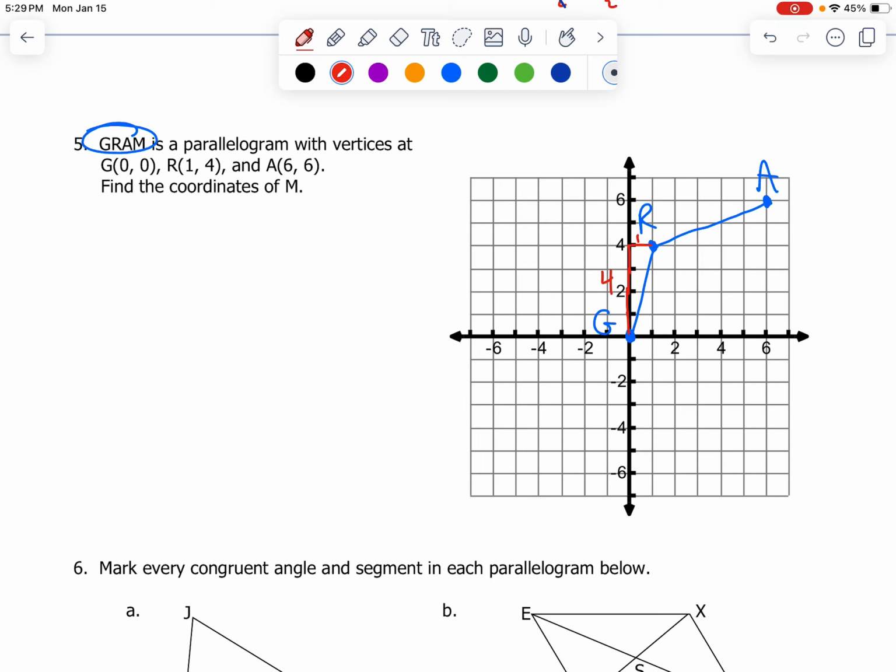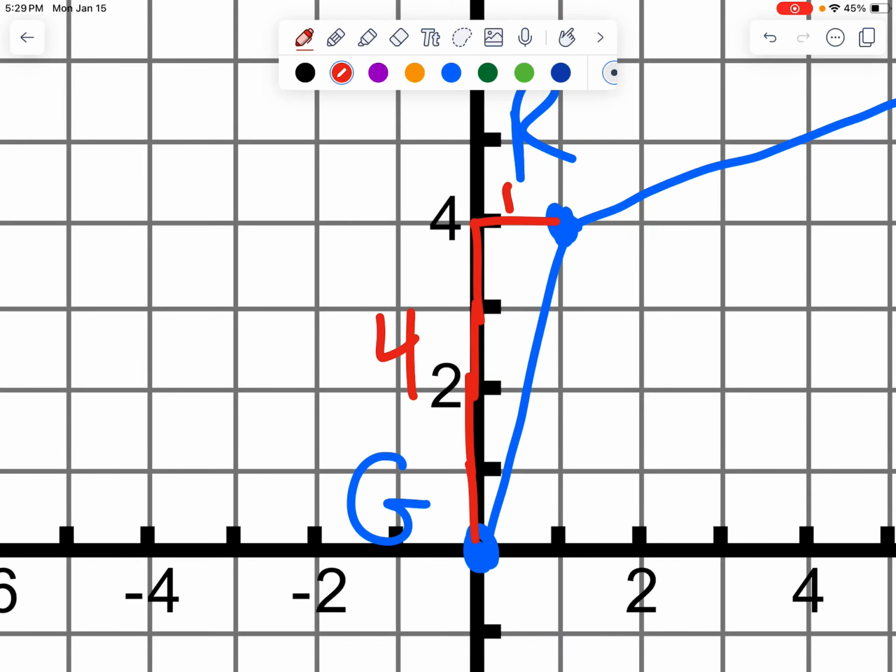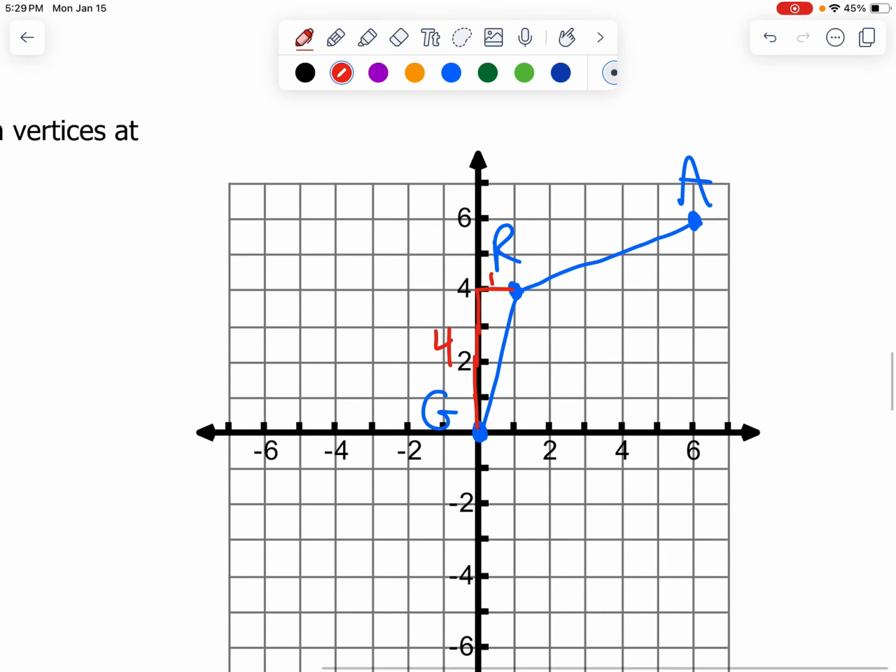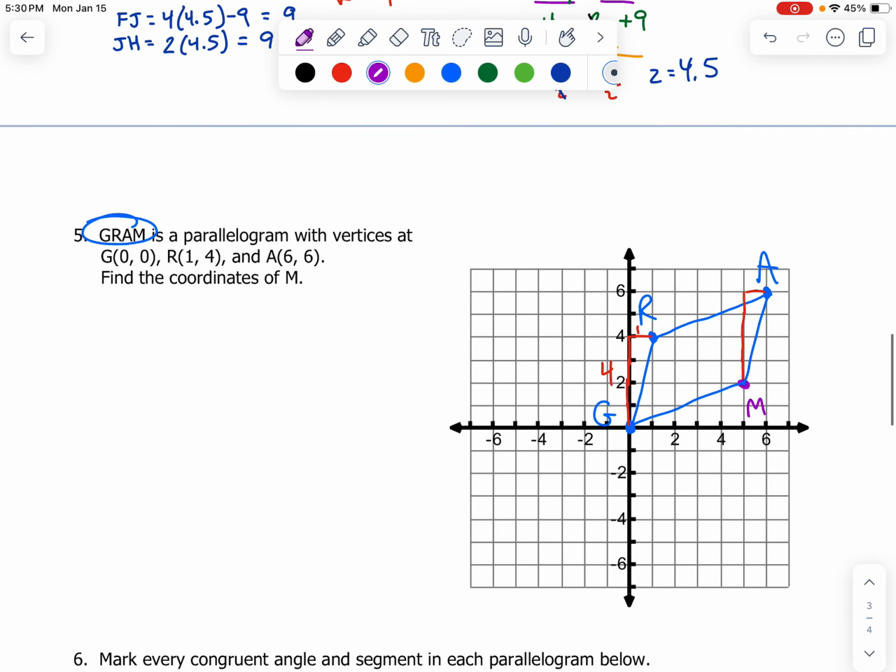Now what you technically could do is zoom in and copy and paste, but I'm just going to draw it separately. 1, 1, 2, 3, 4. I'll switch colors so we can see it. So as long as I have the same rise and the same run, then boom, boom. And so there's a perfect parallelogram. Let me answer the question before I forget. So the coordinates of M are 5, 2.